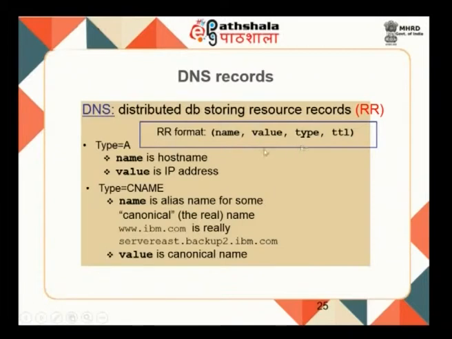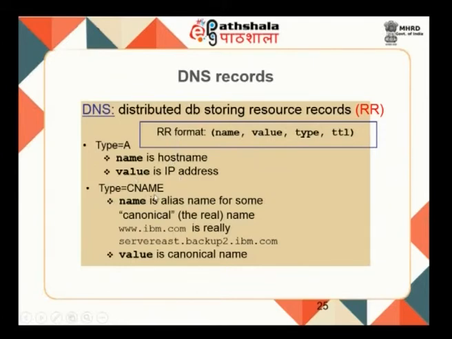Type tells you what type of resource record it is, and depending on the type of resource record you have, the name and value fields have to be interpreted. TTL stands for time to live, that is, for how long this information can be considered valid, the validity period for this information. So, if you look at the different types, there is something called an A type record. The A type gives you the actual mapping between a host name and the IP address. So, name will stand for the host name, value will be the IP address.